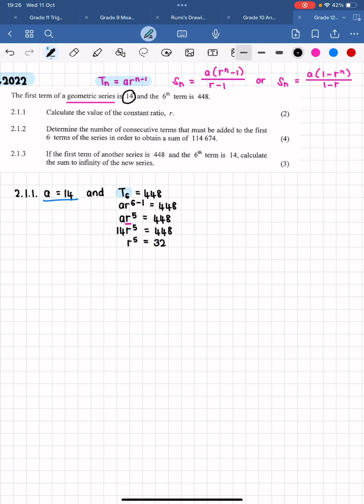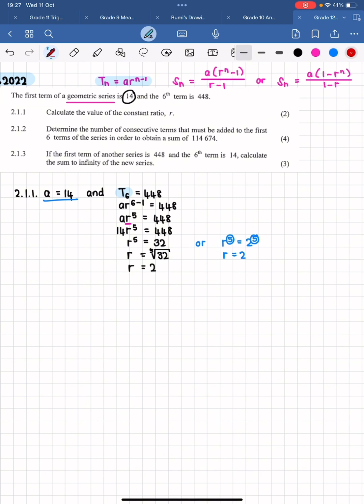And now from here, there are two things that you can do. You can say that the opposite of raising something to the power of 5 is taking the fifth root of that thing. So we can do that on both sides. And when you type that into the calculator, or when you just work that out in your head, the answer is 2. Or what you can also do is, from here, you can say that since we have R to the power of 5, we can rewrite 32 as 2 to the power of 5. So when my two exponents are equal, that would mean that my two bases will have to be equal. So R is equal to 2.